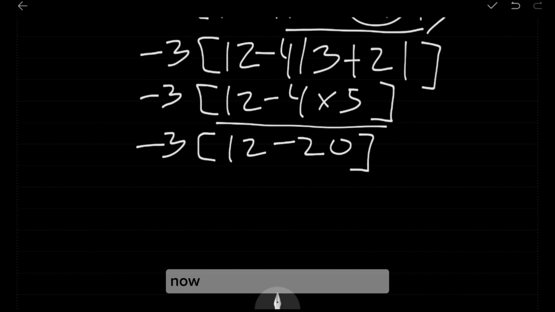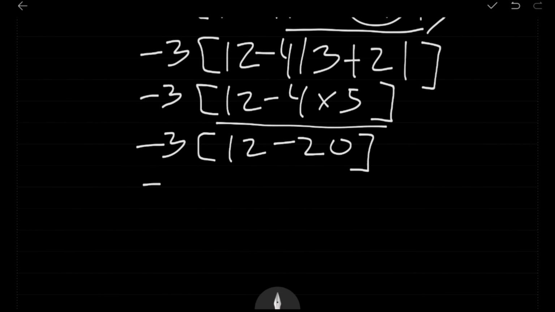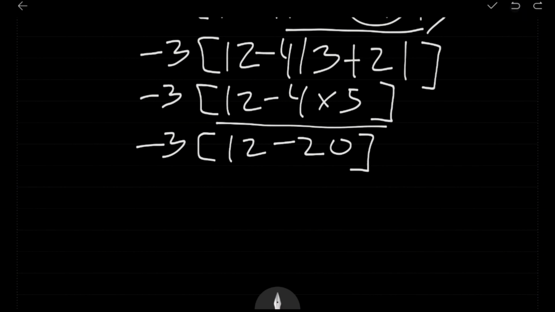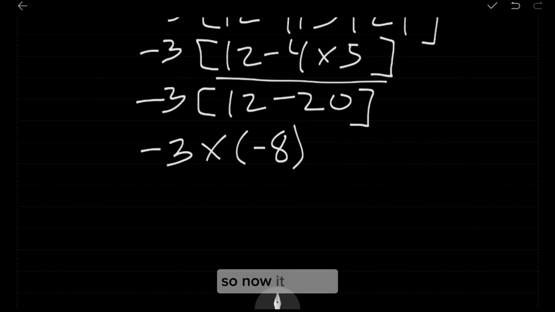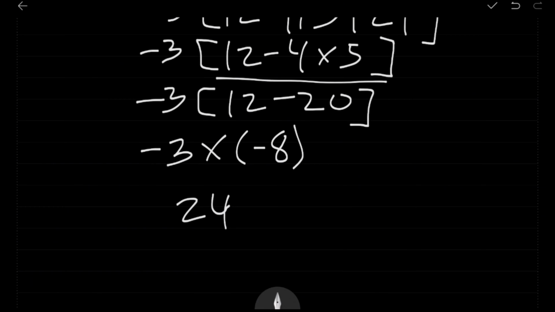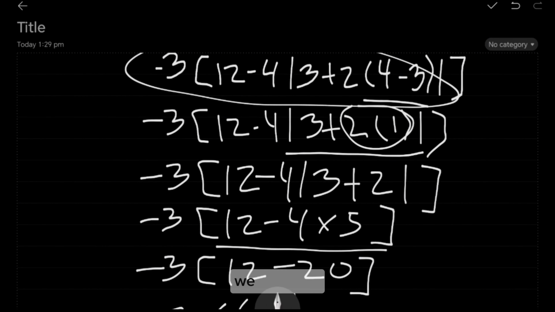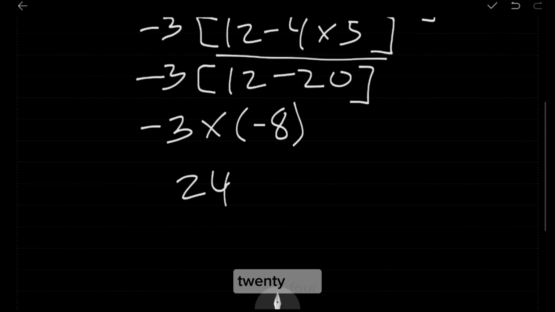Since we are not done yet, we will evaluate the value of this group. 12 minus 20 is equal to negative 8. We will be rewriting this as negative 3 times negative 8. Now we will be multiplying these two. Negative 3 times negative 8 is equal to positive 24. So the value of this expression is 24.